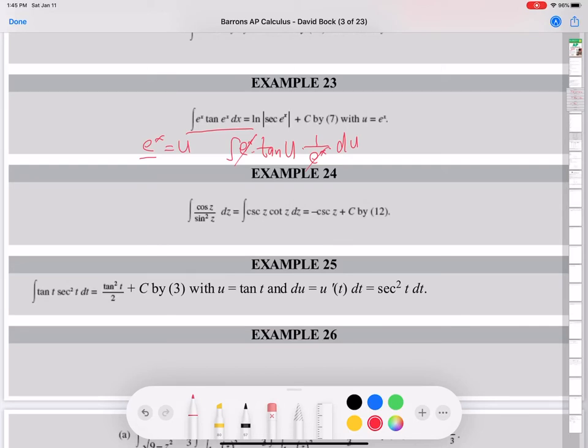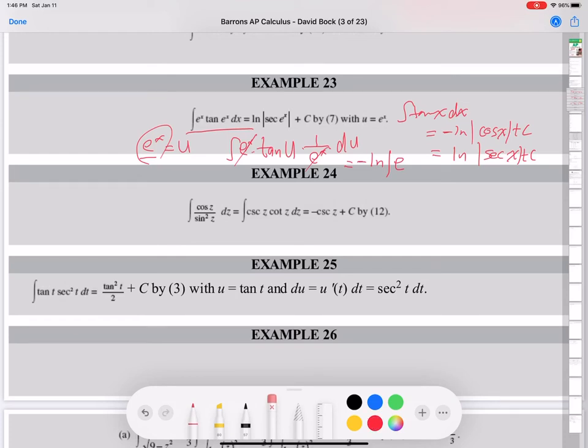What is the formula to find the integral of tangent x? The integral of tangent x dx is negative ln absolute value of cosine x plus c, or just positive ln secant x plus c. You can use either one. Okay, I want to use the first one. Negative ln absolute value of cosine u. What was u? u is e to the x, right? So e to the x.